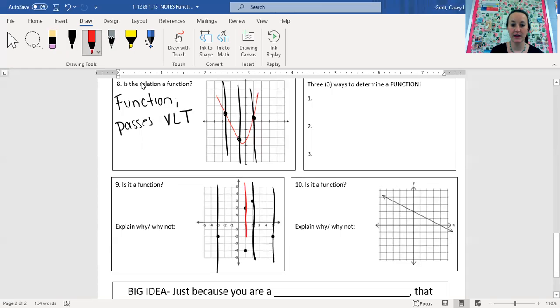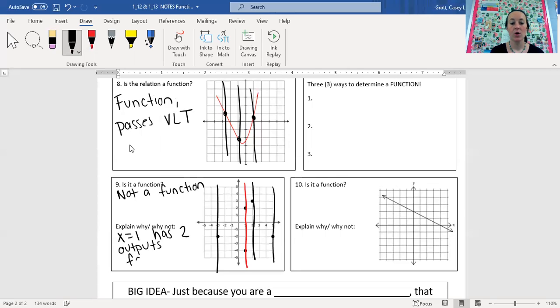whoop, I go through a dot there, and I go through a dot there. Not a function. Okay, I cannot go through two parts of the graph. This is not a function. X equals 1 has two outputs. Or you could tell me that it fails the vertical line test. Okay, two dots, not okay. We can only cross through one part of the graph at each time.